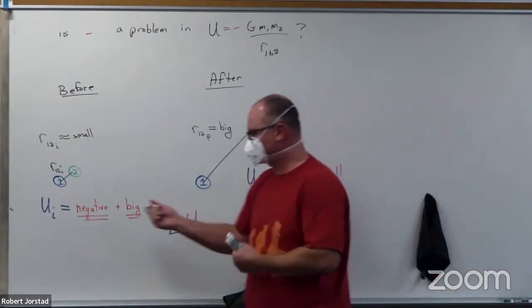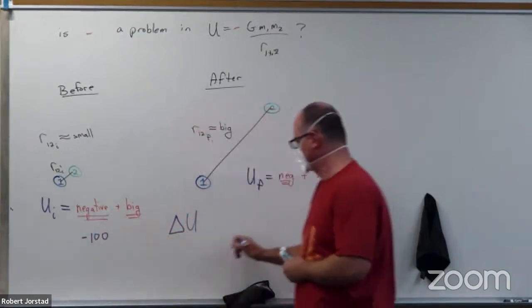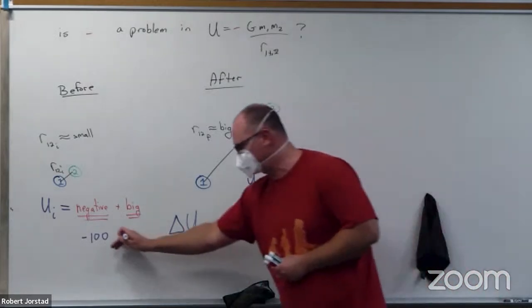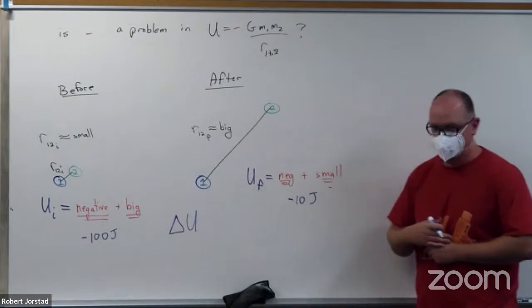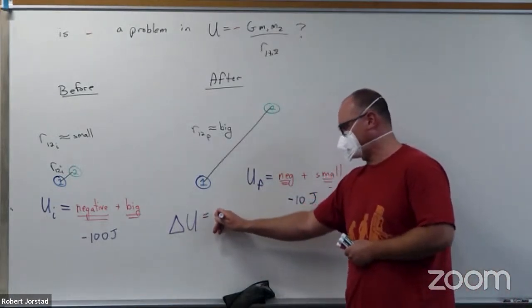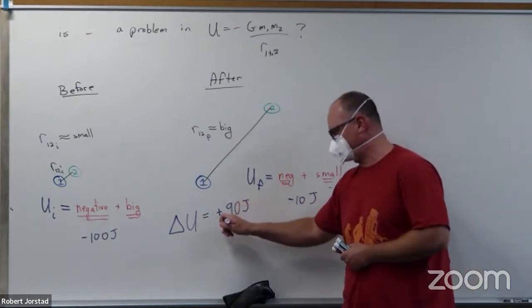That's right. Let's put in some pretend numbers. Let's say this was negative 100 and this is negative 10. I'm just making up numbers, and obviously there would be joules, right? It might look something like this. Notice if you punched in the numbers, it's positive 90 joules. You increased, it's positive.